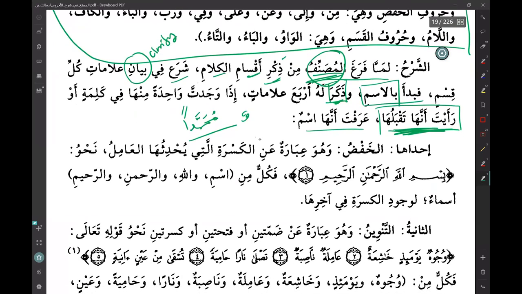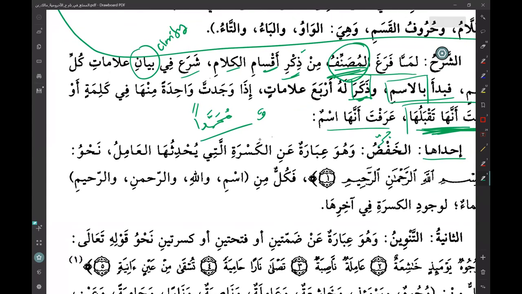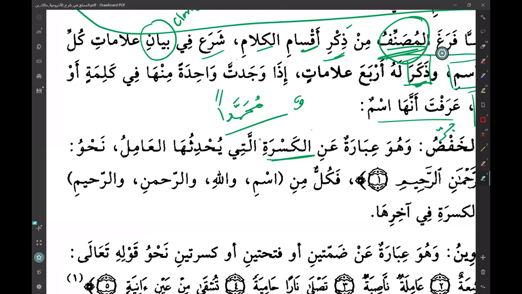So now he starts giving them one by one. إحداها, one of them is what? Al-khafd means jar, right? One of them is jar. It says وهو عبارة عن الكسرة. This is an expression of a kasra, like you just express this one by a kasra. التي يحدثها العامل. Here's another word I have to explain to you, because this word will come up in Arabic grammar way too often.